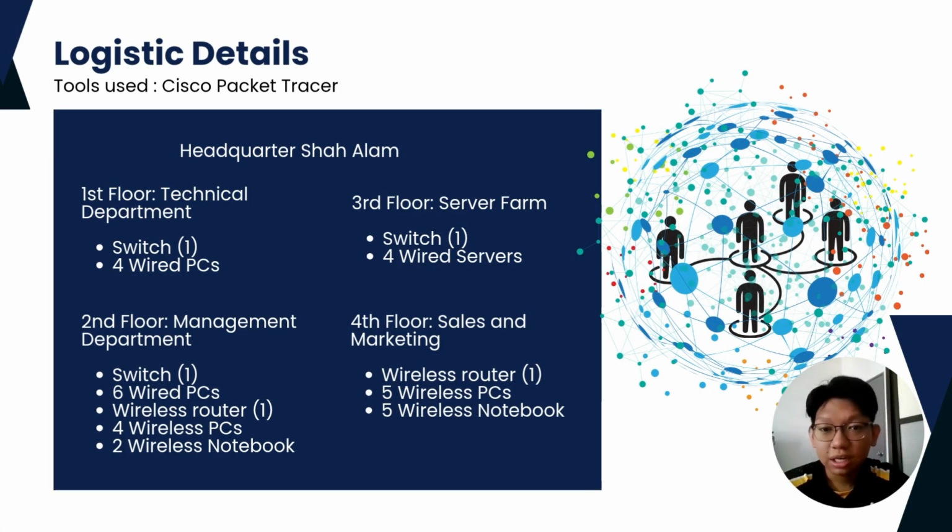We're going over the logistic details, starting with HQ Shah Alam, or headquarters. Let's break down the infrastructure at HQ Shah Alam. We use Cisco Packet Tracer to simulate. The first floor, which is the technical department, has 4 wired PCs connected via a central switch. The second floor, management, has 6 wired PCs, 4 wireless PCs, and 2 notebooks supported by wireless routers. The third floor, which is the server farm, has 4 critical servers for centralized resources. And the fourth floor, sales and marketing, has 5 wireless PCs and 5 notebooks for flexibility. This design ensures dedicated resources for each department while maintaining capabilities.